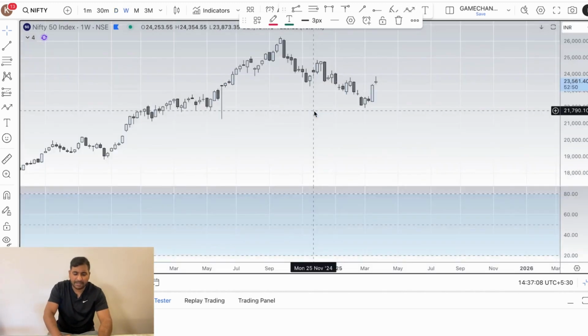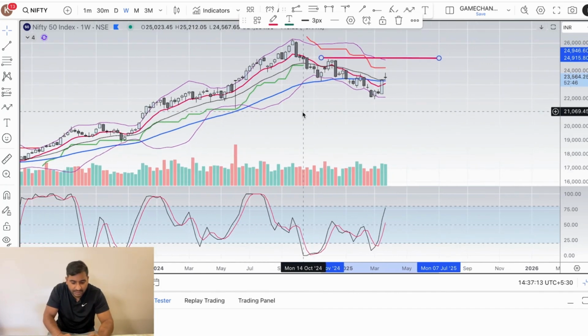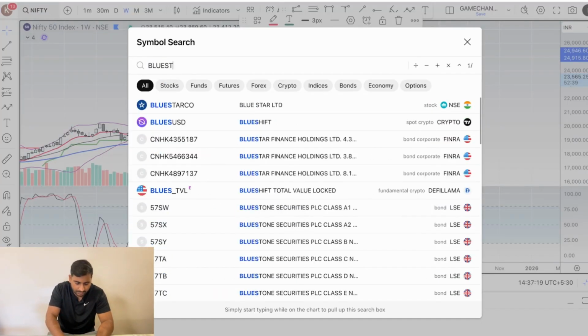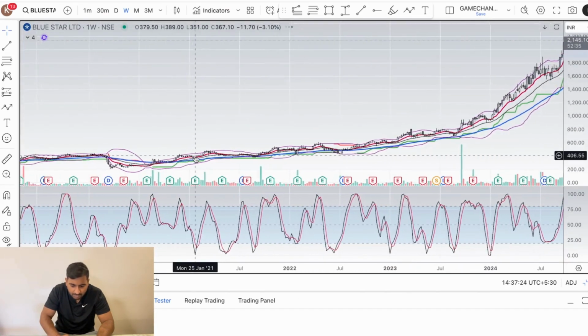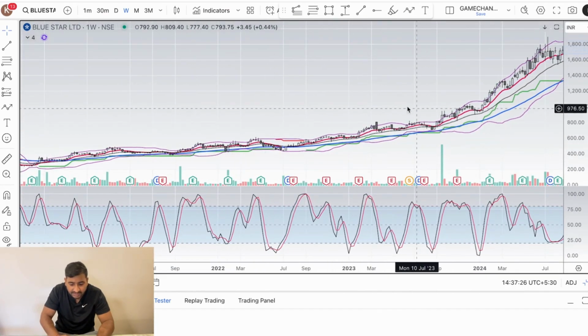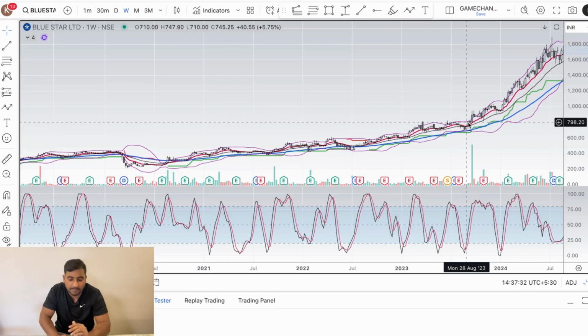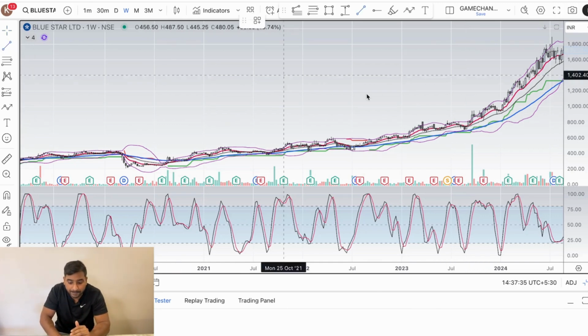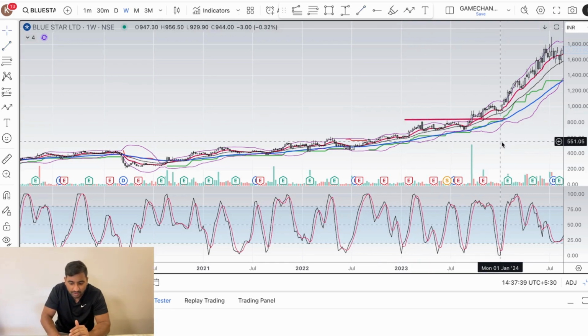Now this template is really good for trending stocks and to catch multi-baggers. What do I mean by that? I'm going to give you an example of Blue Star. Now, this was in the last cycle an all-time high making stock. If you're not understanding what I'm saying, please have a look at the previous week's video. So this was an all-time high stock.